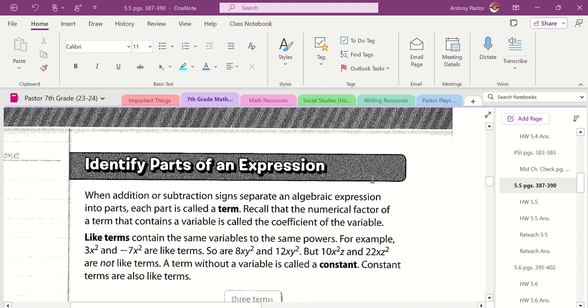When addition or subtraction signs separate an algebraic expression into parts, each part is called a term. Recall the numerical factor of a term that contains a variable is called the coefficient of the variable. So let's put this in English.